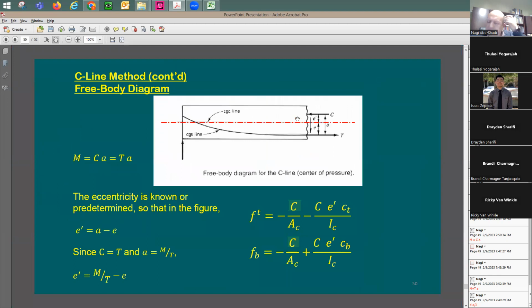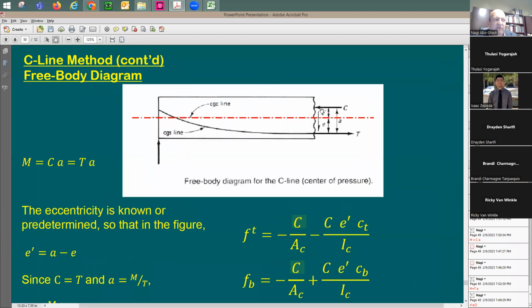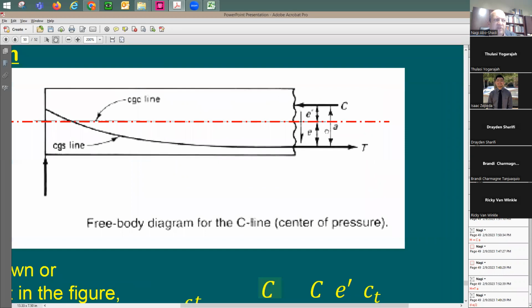Let's see what is the use of this. So let's take here this end of the beam: compressive force at the surface load, tension force is going to be, of course, at the strands. Total eccentricity or total moment arm is going to be equal to A, composed of two terms, E plus E prime.